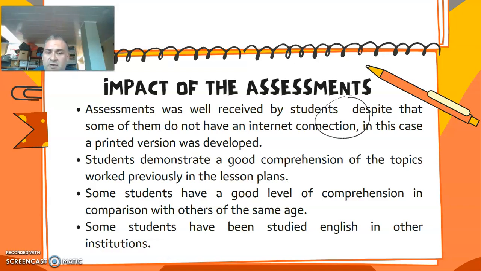Some students have a good level of comprehension in comparison with other students of the same age, but some of them have difficulties in the part of reading comprehension. Some students have been studying English in other institutions. Talking with some of them, they told me that they studied in other institutions, concretely in Bogota, and used platforms such as Duolingo.